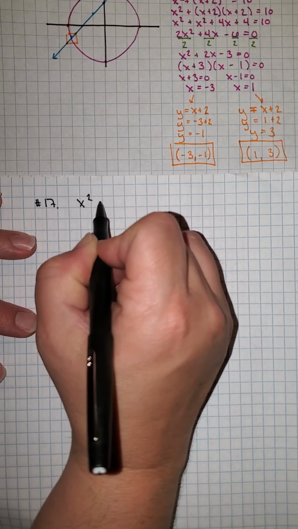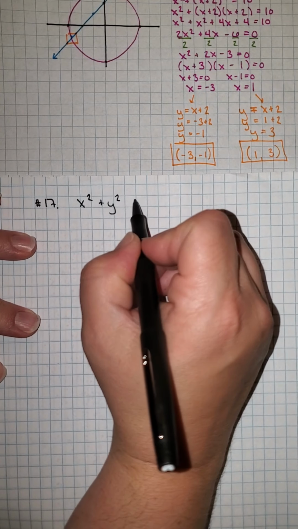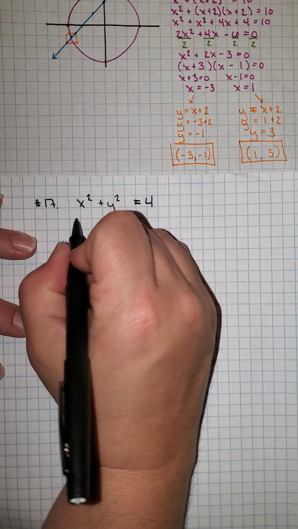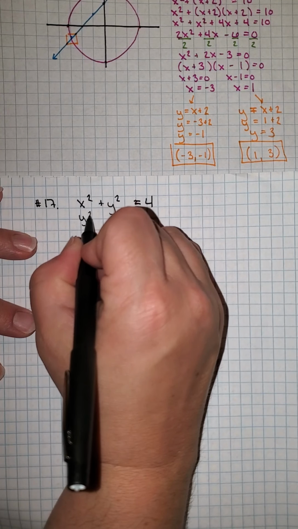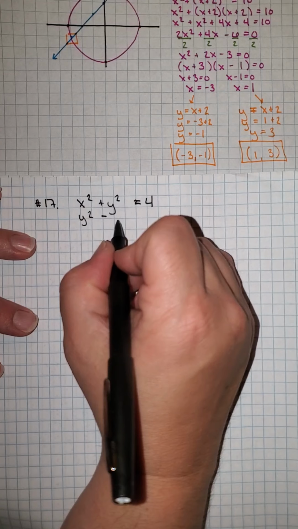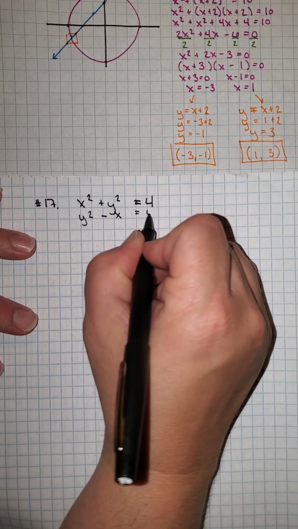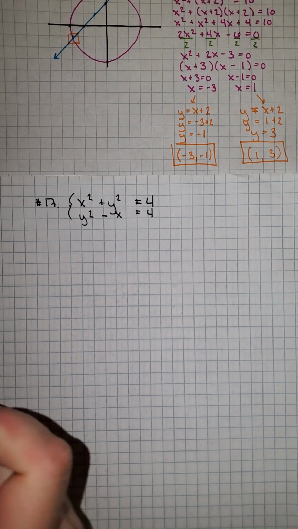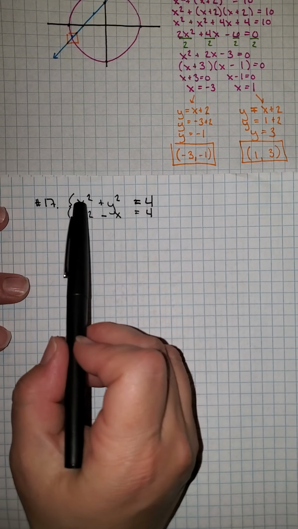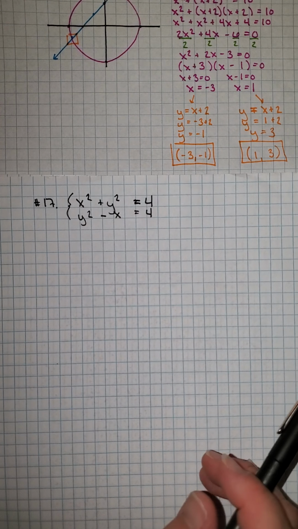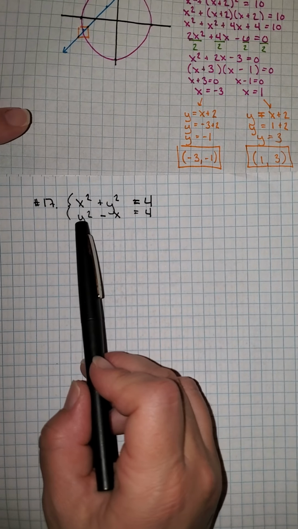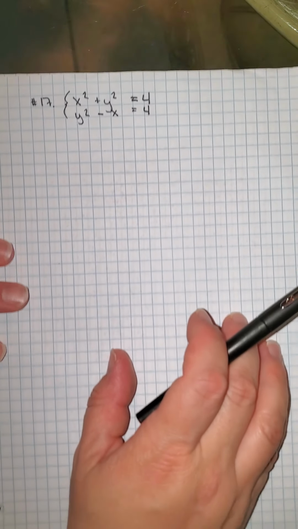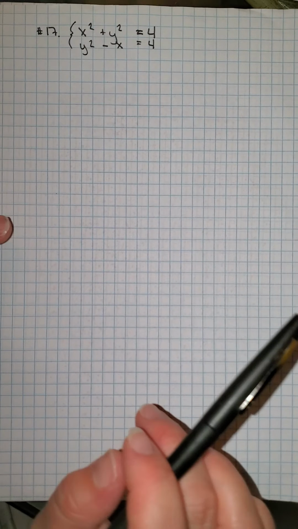17, we have x squared plus y squared equals 4. That's an equals. My pen just kind of dragged. And then we have y squared minus x equals 4. All right, we want to solve this system. So this would be a circle with a radius of 2, center at 0, 0. This, you only have a y squared, you don't have an x squared, so that means it's actually a parabola. So we have a circle and a parabola.